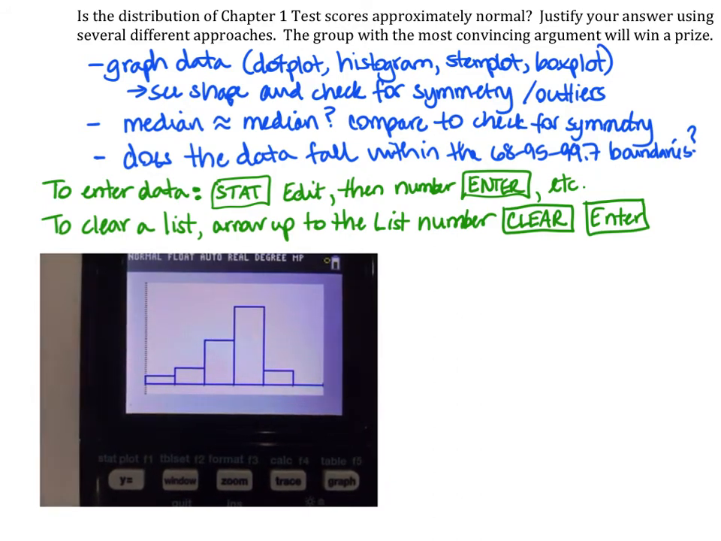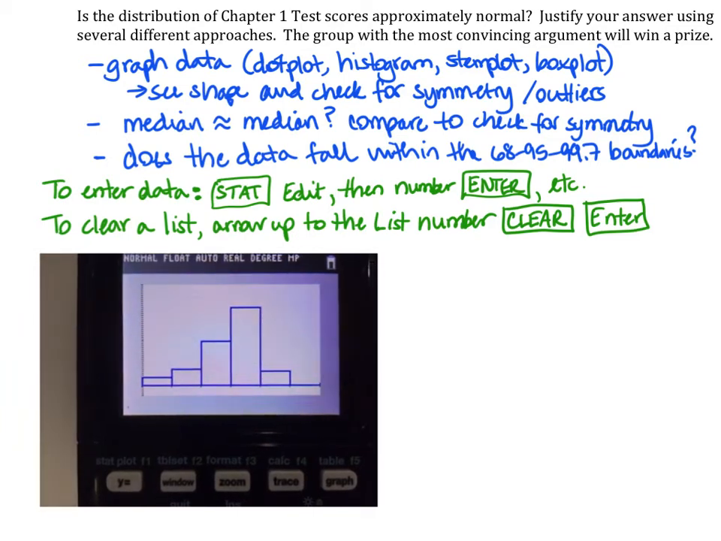And as it turns out, our histogram does not look very symmetric. It looks a little bit left skewed. So far, it doesn't really indicate to us that it's an approximately normal distribution, but we're not done yet. So let's try a different type of graph.